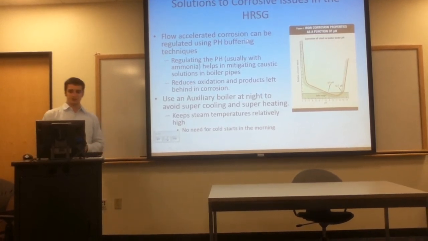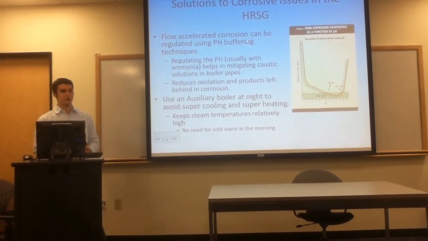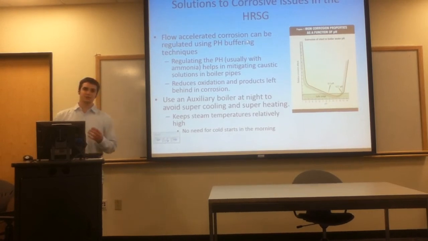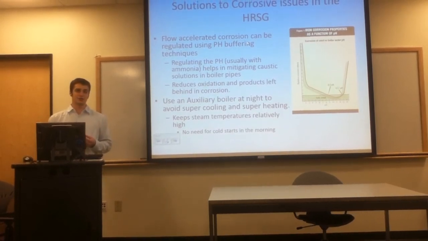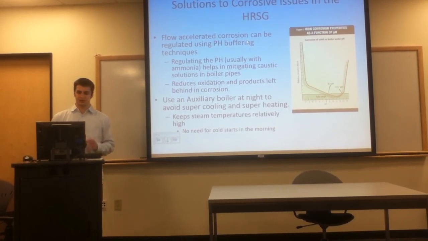Another thing that you can use to solve some issues is an auxiliary boiler at night. Basically, this will keep the steam at a relatively high temperature to avoid getting to that dew point where you'll start getting condensation on the pipes.